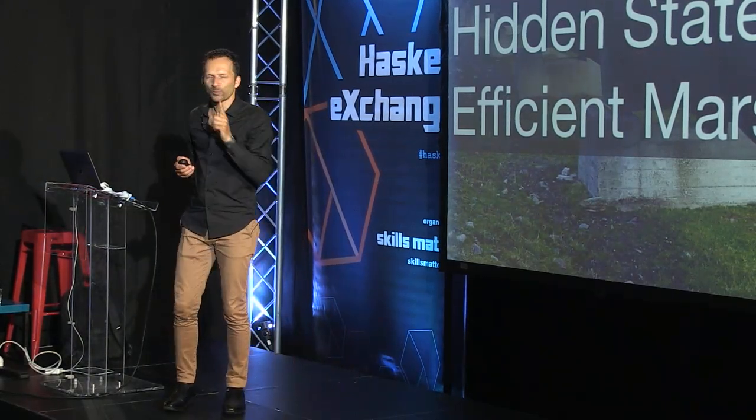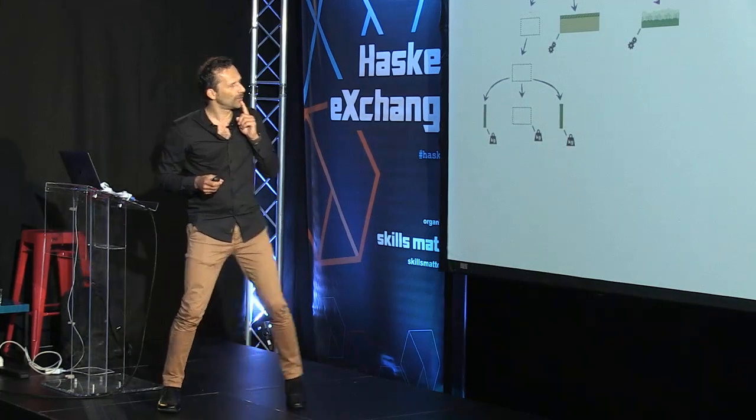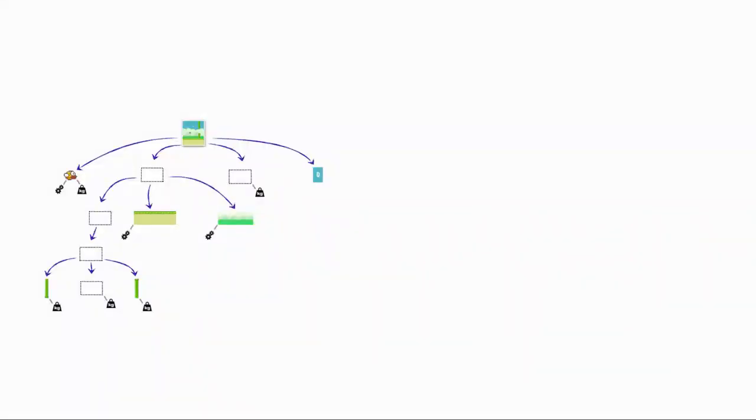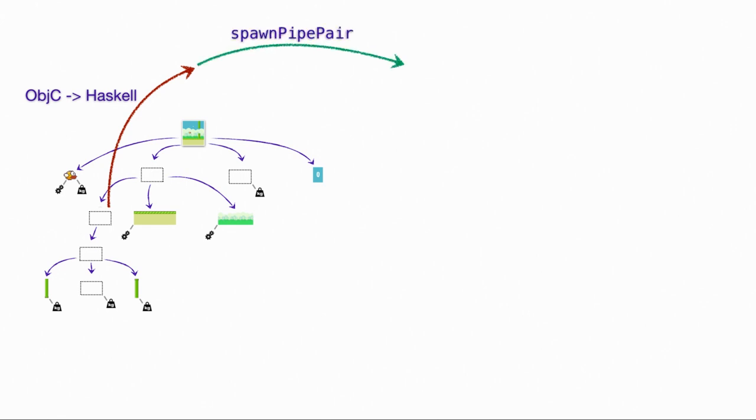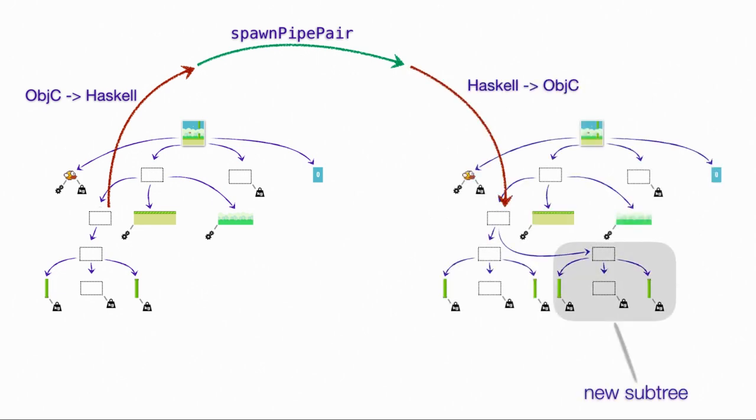Well, let's think about what's happening here. With this update function, let's say where we add a new pair of pipes, we've got this tree. That's in Objective-C, a representation in the Objective-C heap, right? Now we want to apply this pure Haskell function. Well, we marshal from Objective-C to Haskell. That's not too bad. Then we call this spawn pipe pair function, which edits the list of children here to add a new one. And voila, we get a new subtree.